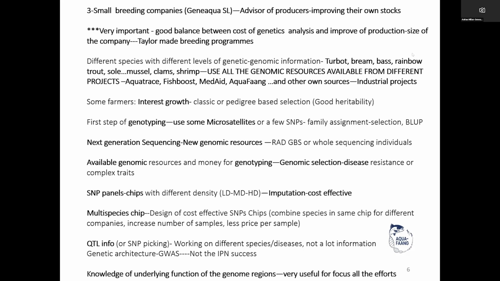But when you have much more money, the first step is genotyping. Companies use some markers like microsatellites or a few SNPs to make the family assignment. You know, you have the genetic profile of the breeders, and then the different offspring, and then you do the family assignment and family selection with phenotype and genotype.